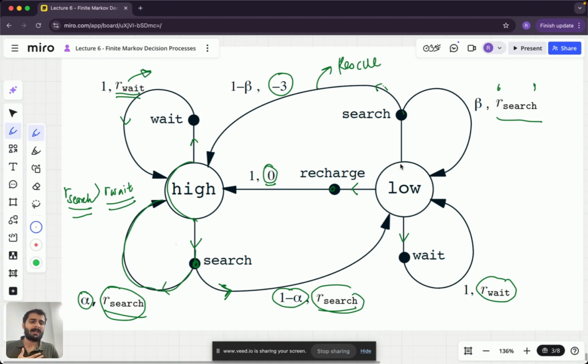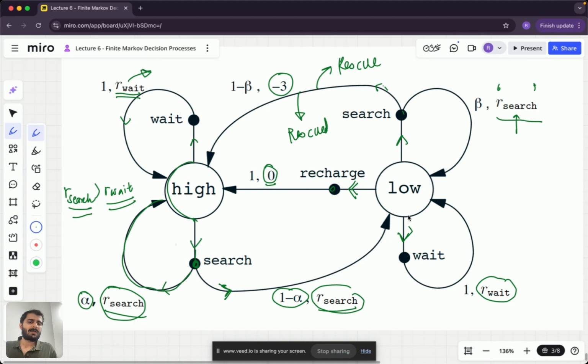Now, if my battery level is low, I do not have two options, but I have three options now. Either I can search, I can wait, or I can recharge. If I go and search, there is a possibility that my battery will stay low, which is good. Then I get a good reward. But if my battery dies down, which is quite possible because my charge is low, then I get a very bad reward because the robot has to be rescued in this path.